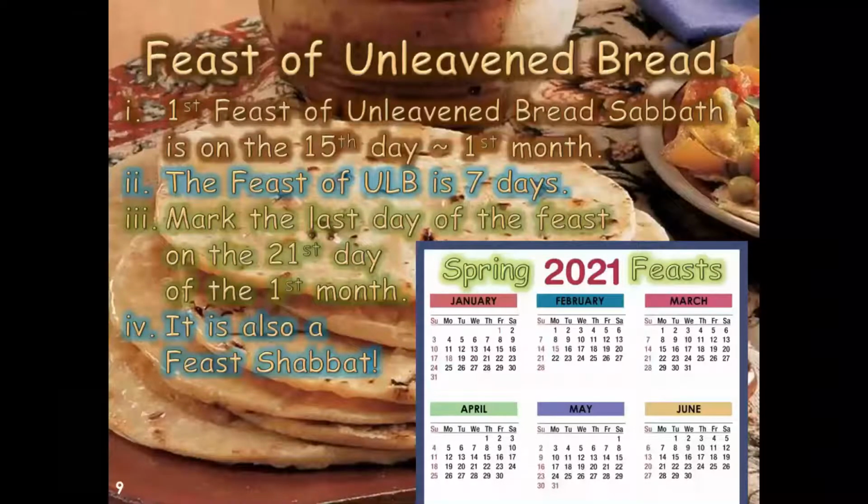It's a Sunday, okay? But this feast is 7 days long. So point number 2, remember that this is a feast of unleavened bread. It's 7 days long. So now you need to mark the last day of the Feast of Unleavened Bread on the 21st day of the first month on the covenant calendar. So you're at April the 4th as the first day of unleavened bread. You need to mark the last day of unleavened bread. And it is a Shabbat, a feast Shabbat.